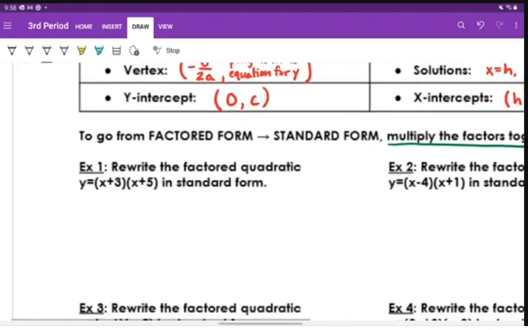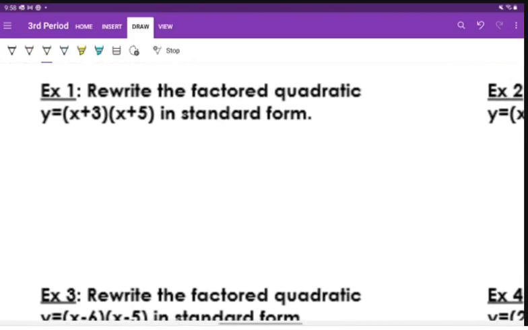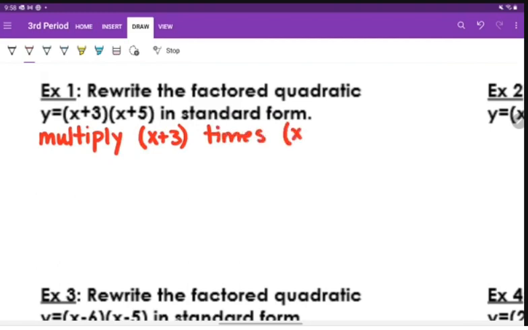So what we're going to do is basically just jump into an example and see how this goes. We want to rewrite a factored quadratic in standard form. In order to do that, we're going to have to multiply the factors together. So specifically, we will multiply x plus 3 times x plus 5.